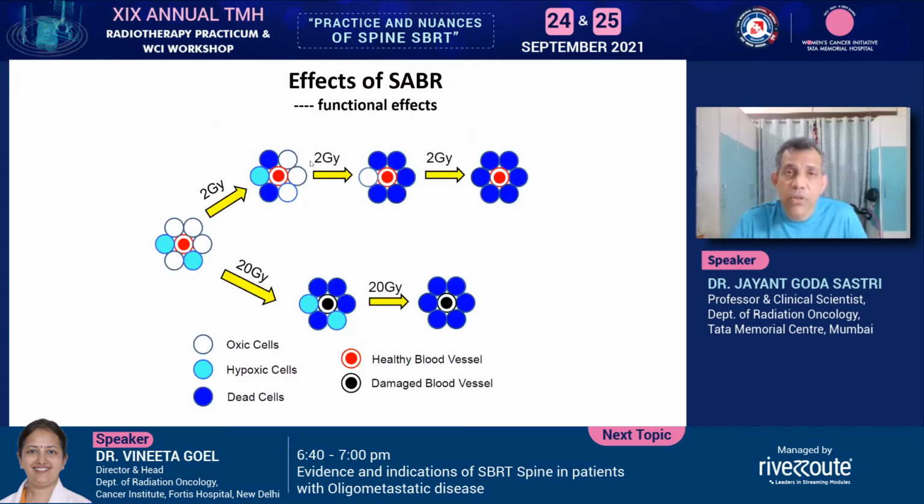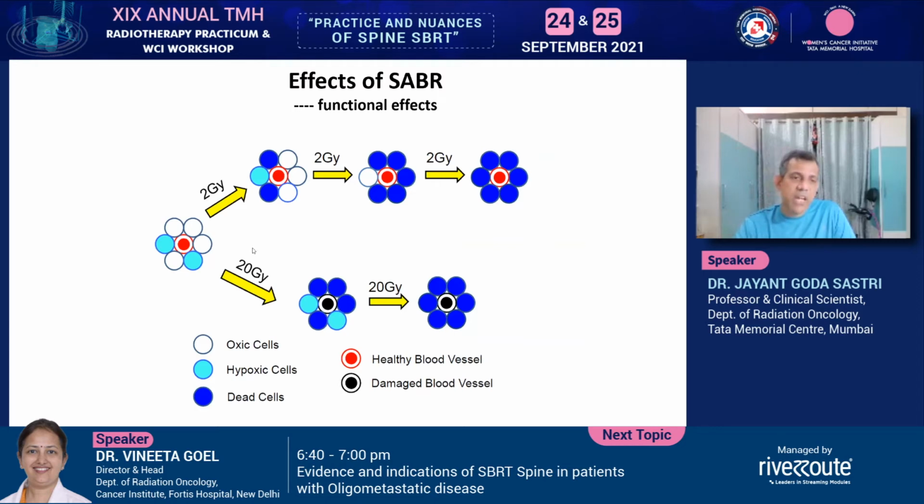So this is a cartoon which shows the difference in the tumor cell kill mechanism when we are giving conventional fractionation radiation and very high radiation doses in the SABR range. When we are giving 2 gray radiation in fractionation, there is no damage to the blood vessel. What is happening is that there is reduction in the oxygenated cell content, and the hypoxic cell undergoes reoxygenation in the next fraction, and it undergoes cell death.